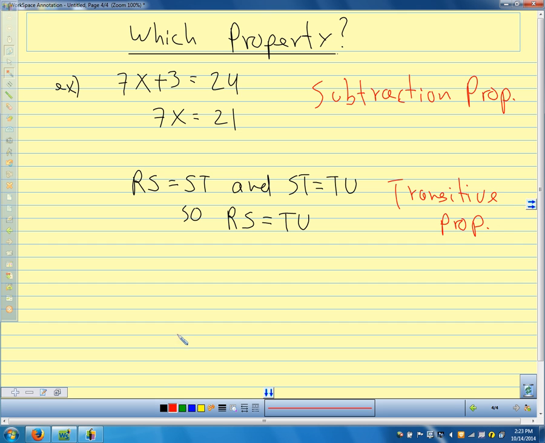All right, one more of these. 5x equals 10, and then I wrote that as 10 equals 5x. What property am I using to do that? Reflexive property says something is equal to itself. Which property lets me change the order? Symmetric property. Symmetric property lets me change the order. So the symmetric property lets me turn this around.